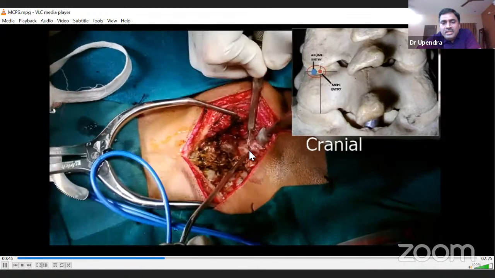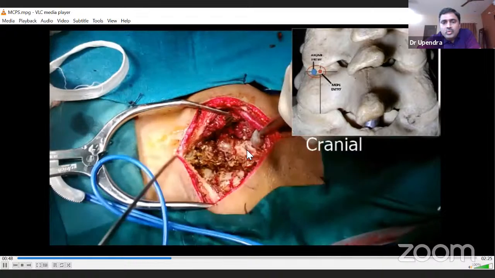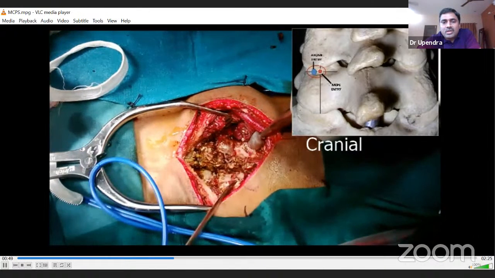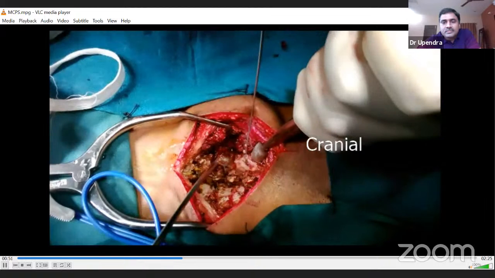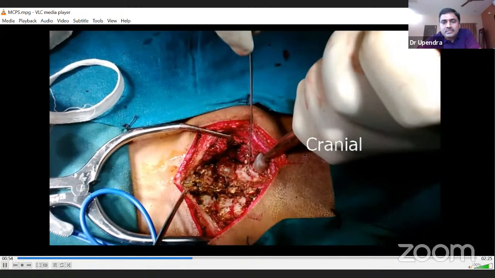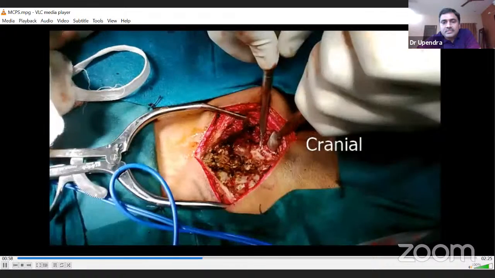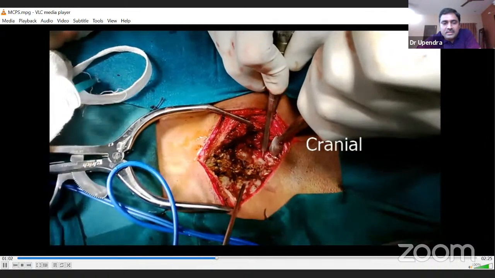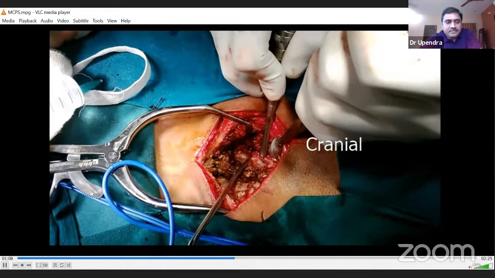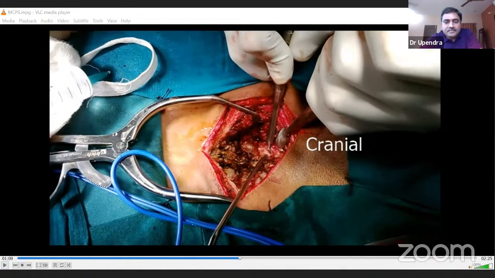So again, it's the same thing. You go with your probe, then the screws. That should be fine. I think I'll stop. That should be fine. Yeah, I can stop it here.